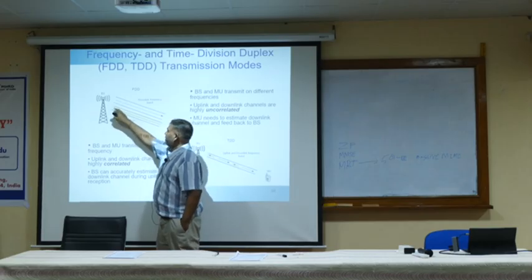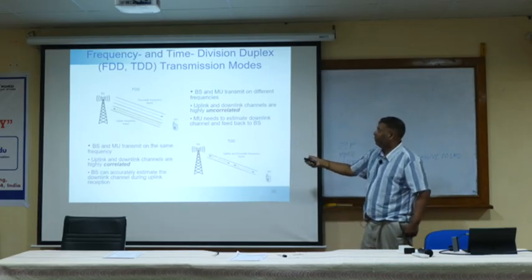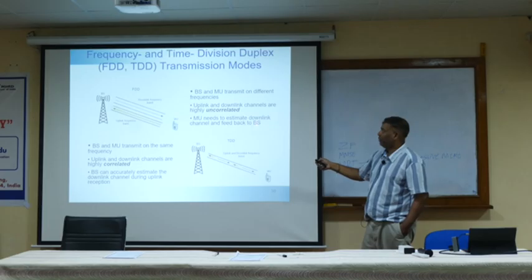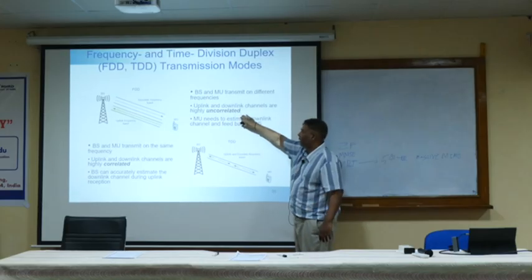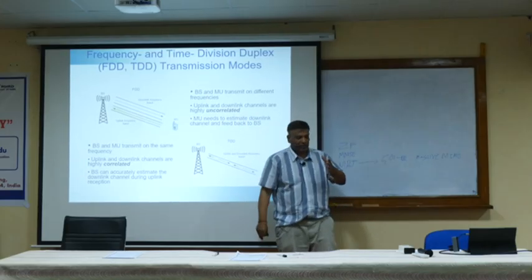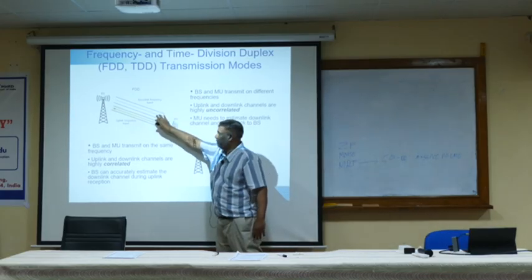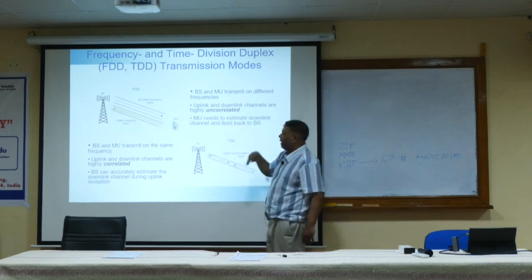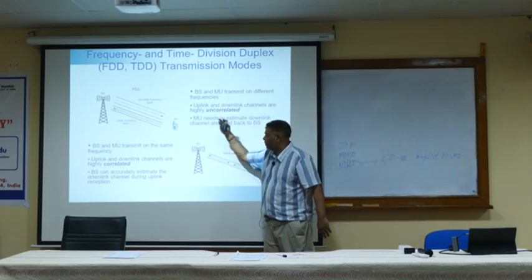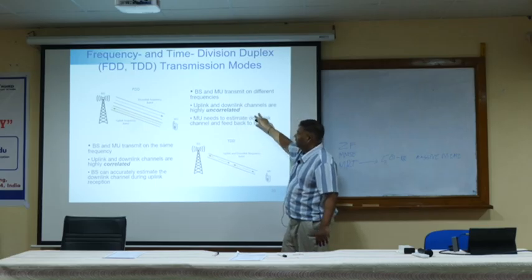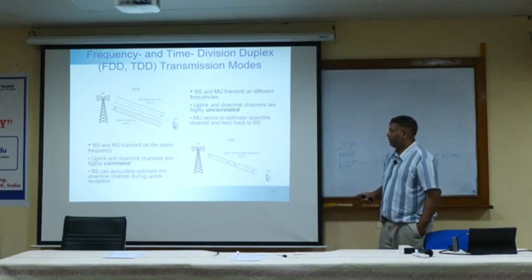Okay, so this channel and this channel are on different frequencies. They are uncorrelated. Okay, the mobile unit needs to estimate the downlink channel and feed back to the base station. So this is a big resource-consuming process, okay? Up to 3G and 4G, our systems are FDD systems. We do have TDD systems also, but mainly FDD, so we spend more time on channel estimation and feedback, okay?